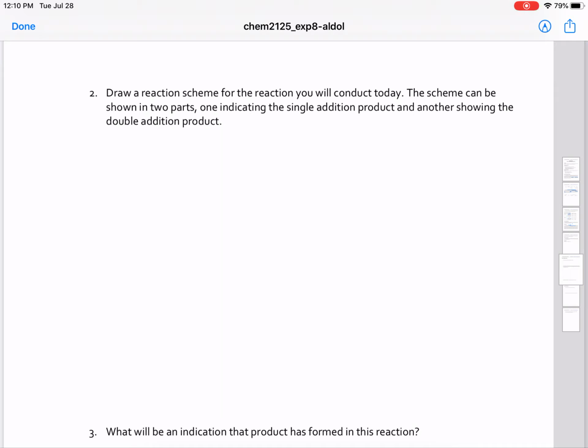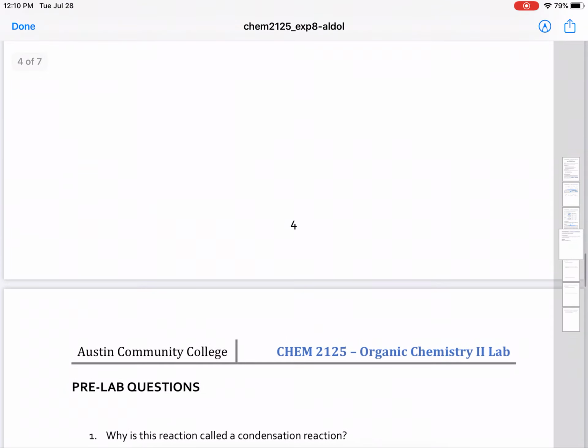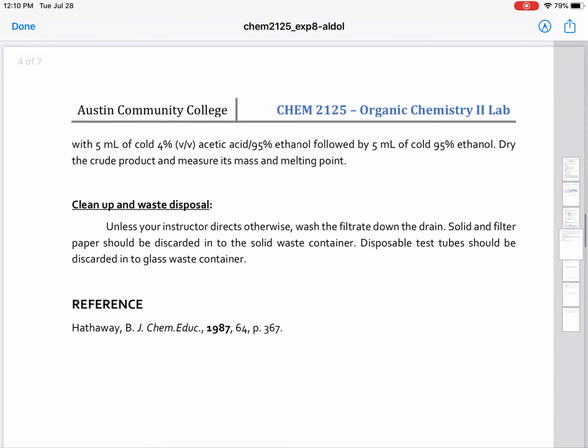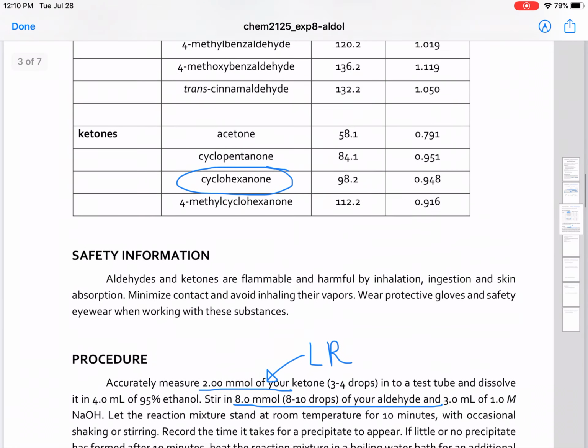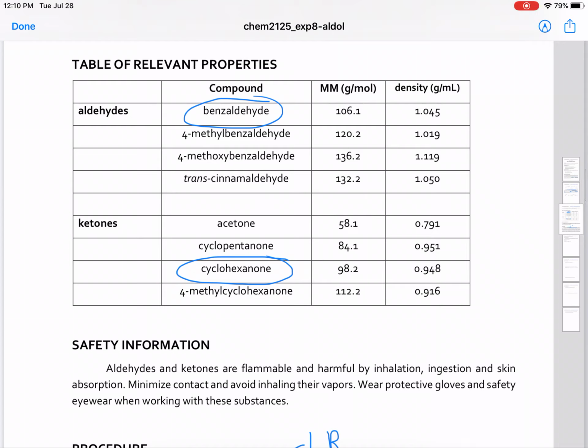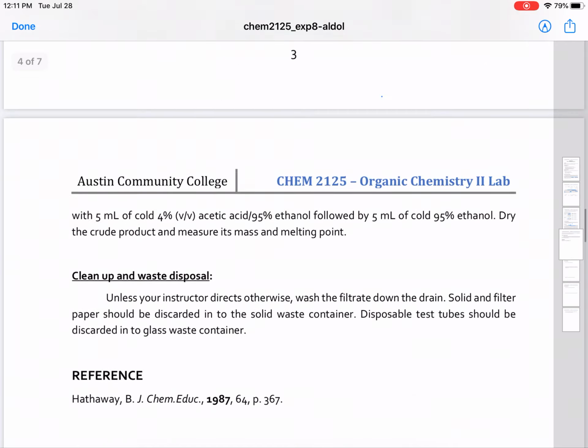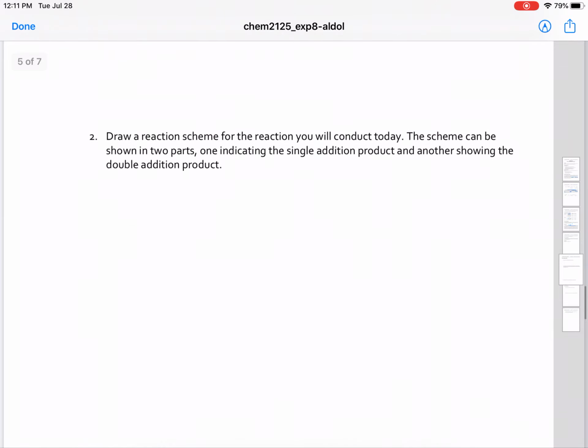Should I do one that you don't do, or should I do the one that you do? Which one do you think I should do? I feel like I want you to figure this out, how to do it. I would say first you try to do your own and then come and check to see what you have got is correct. So I will do the one that you're going to do today in your lab, which is benzaldehyde and cyclohexanone.